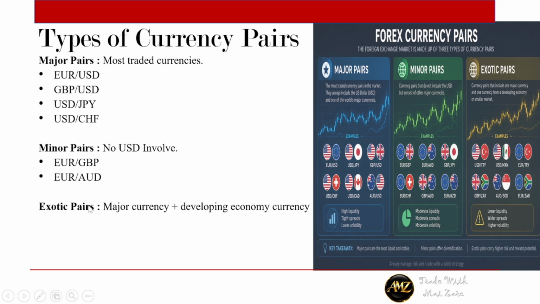And then we have exotic pairs, that's the next one. Not always will you be seeing exotic pairs everywhere, but I brought it here for the sake of knowledge. These exotic pairs are a major currency plus a developing economy's currency. A major currency like USD or GBP or CHF, paired with a developing country's currency, like USD NGN, United States dollar and Nigerian naira, or USD ZAR. If you look here, we have USD MXN, that's Mexican, so they're all like that.